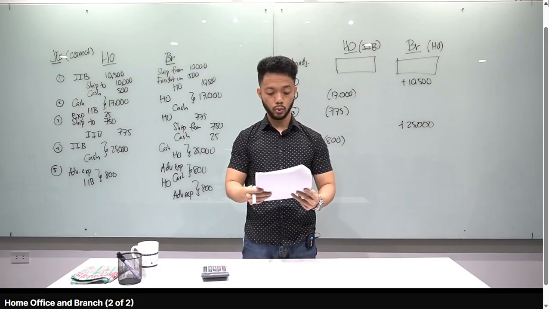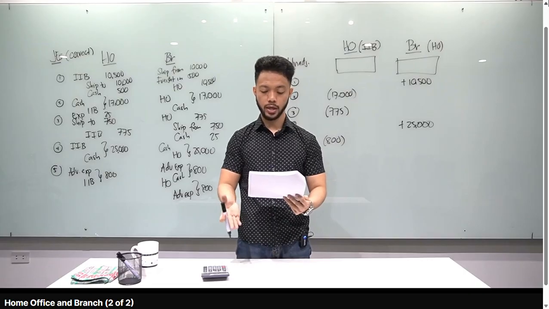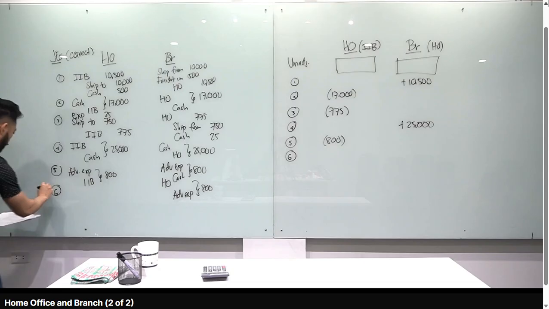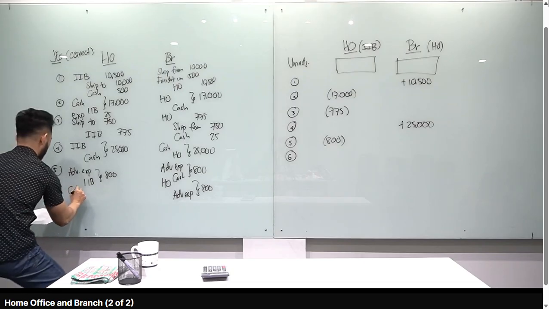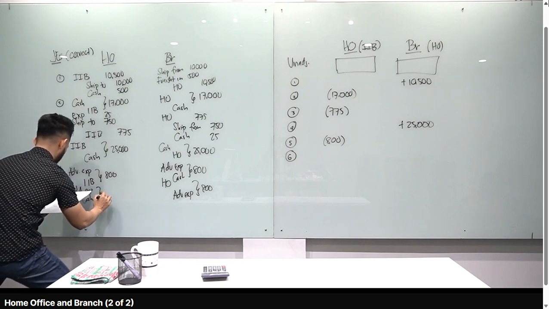Let's go to number 6. The home office allocated 12,000 of general and admin expense to the branch. The branch had not entered the allocation as of the end of the year. Okay. Ayan, very explicit. Kaya mas madali yung 6 na yan. So, nangyari dito, class, nag-incur muna or gumastos muna si home office. Lagay natin yung general and admin expenses. Debit general and admin expenses, credit cash. How much? That is 12,000.